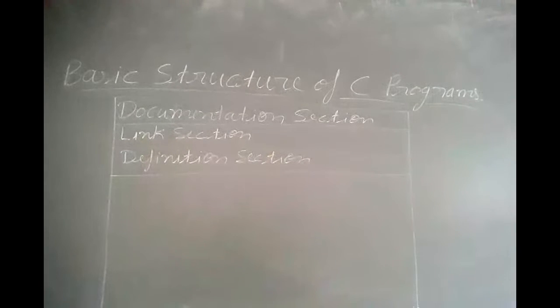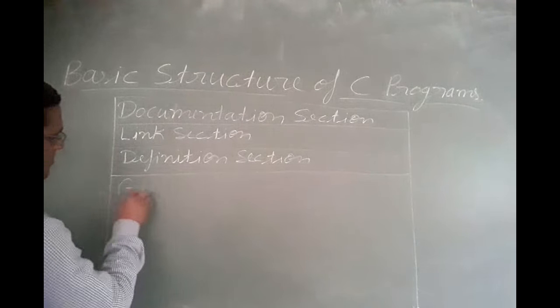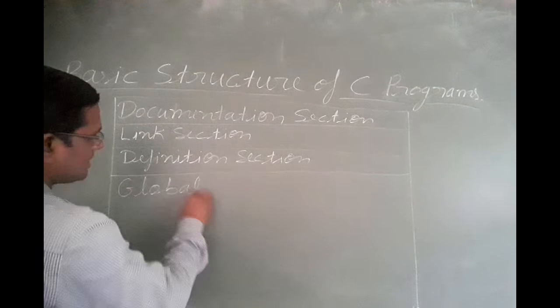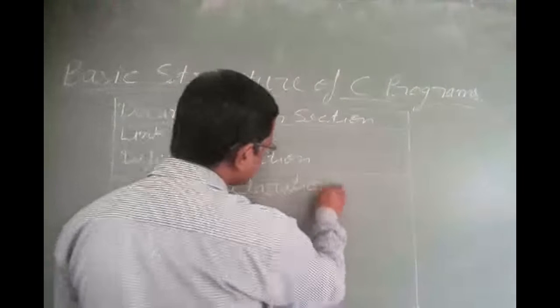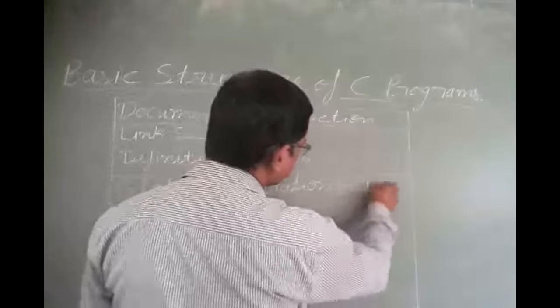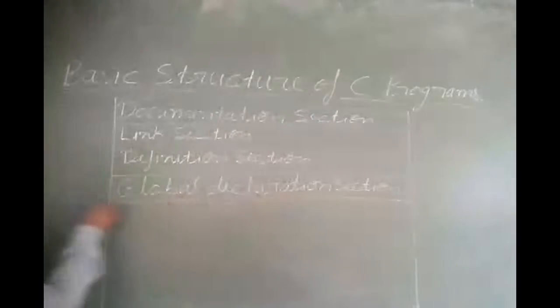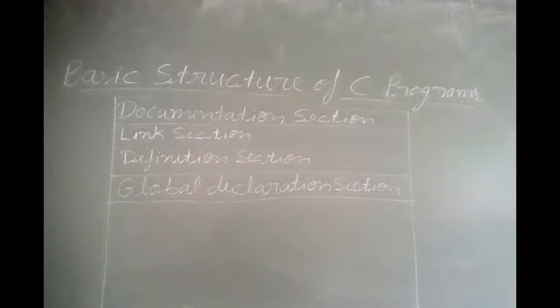And after the definition section, the global declaration section. Global declaration section means that a program requires a number of variables that should be globally declared. So in the global declaration section, we declare the variables and declare the functions globally.